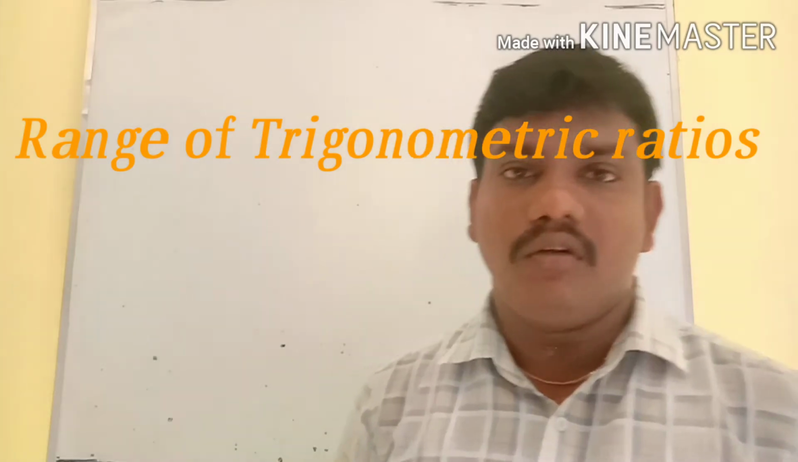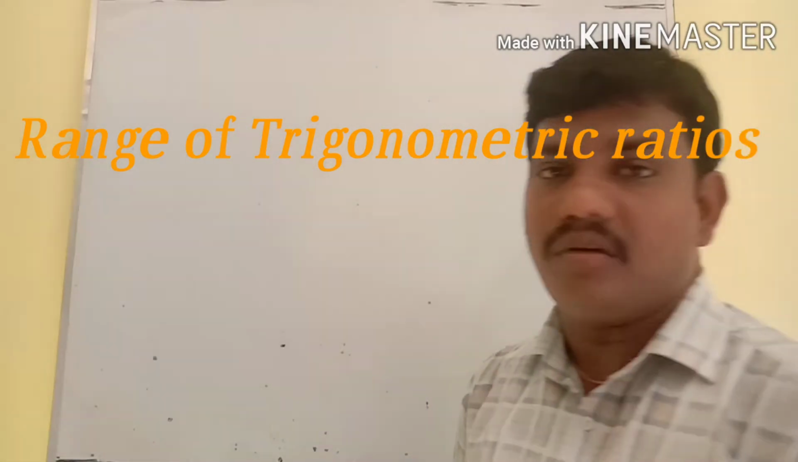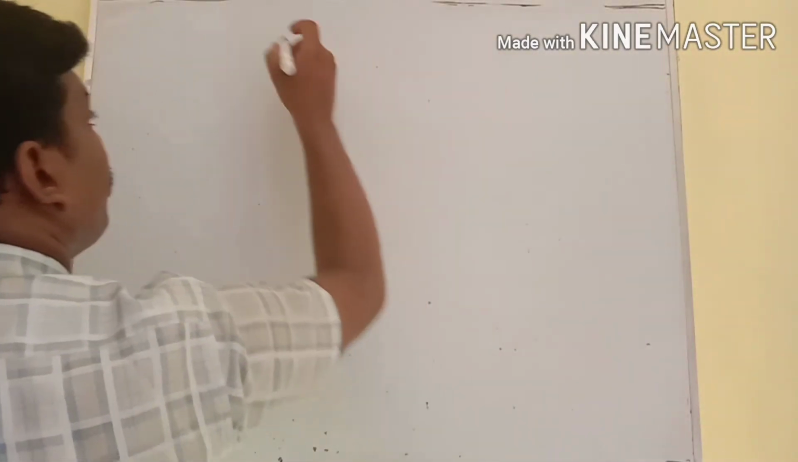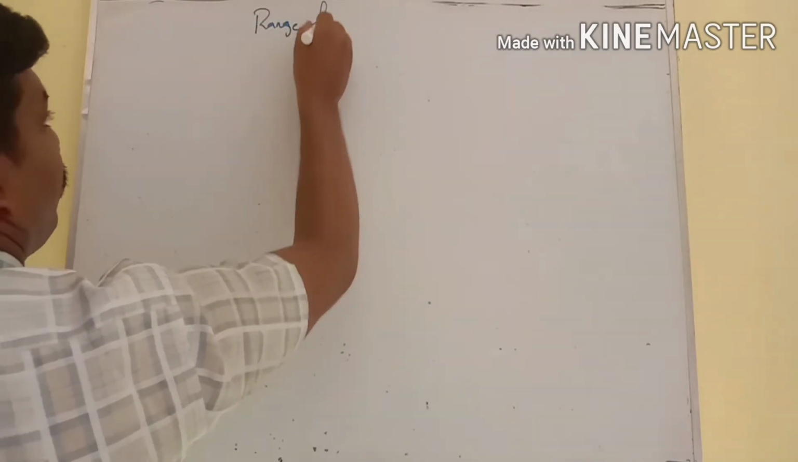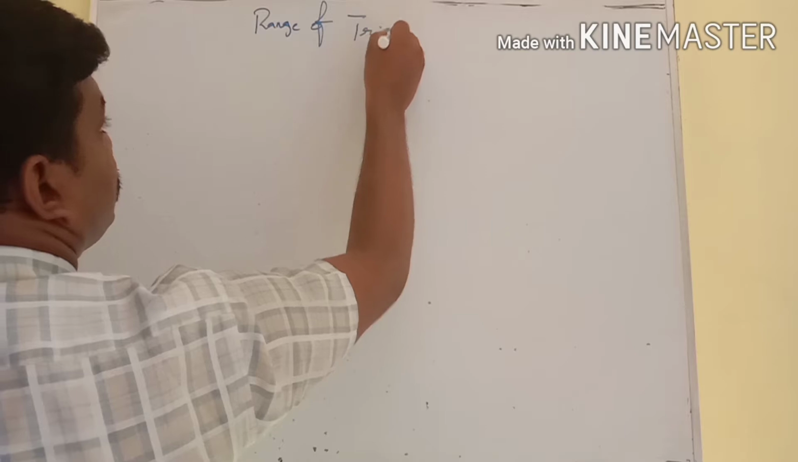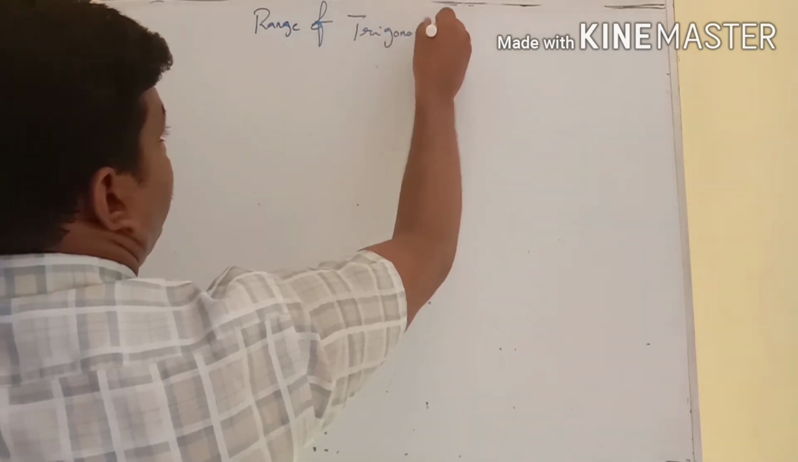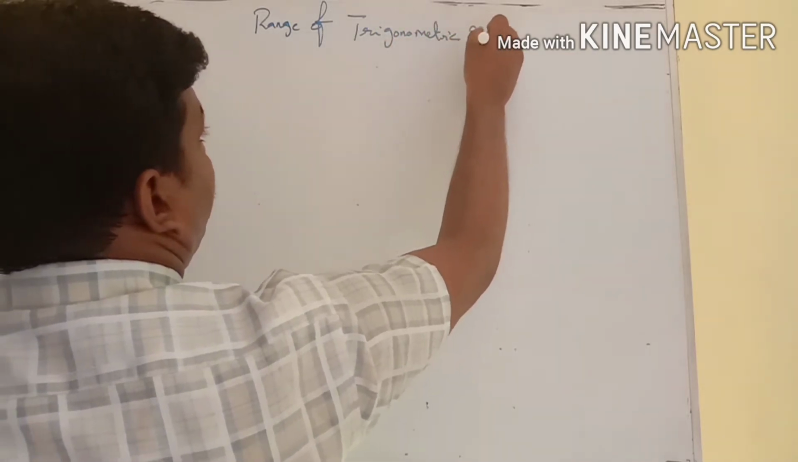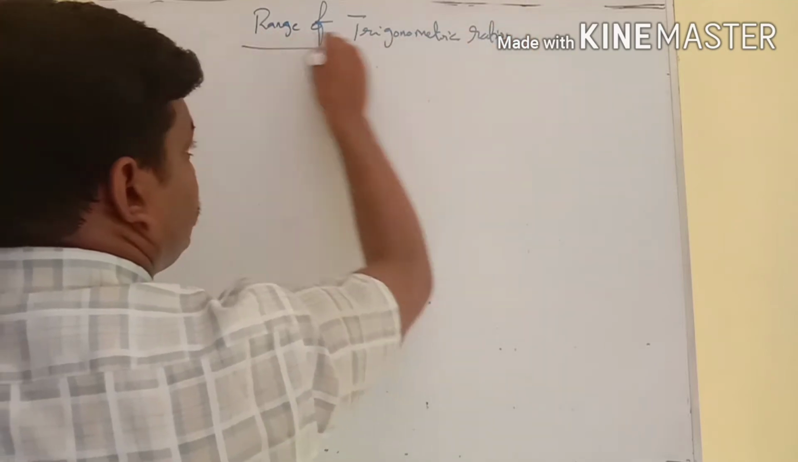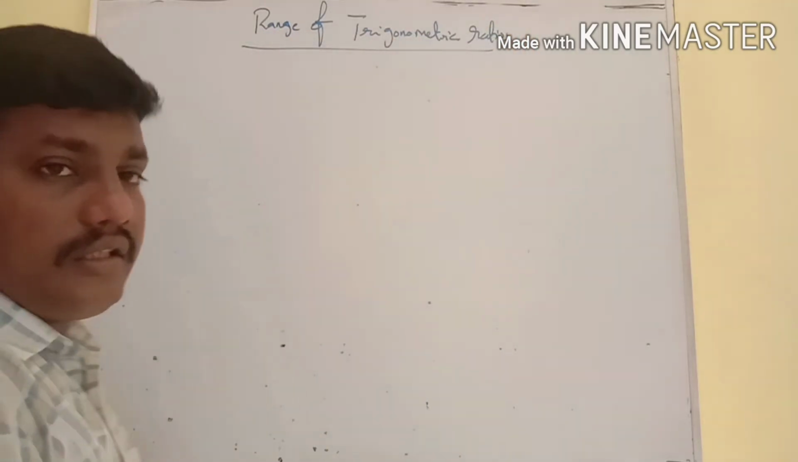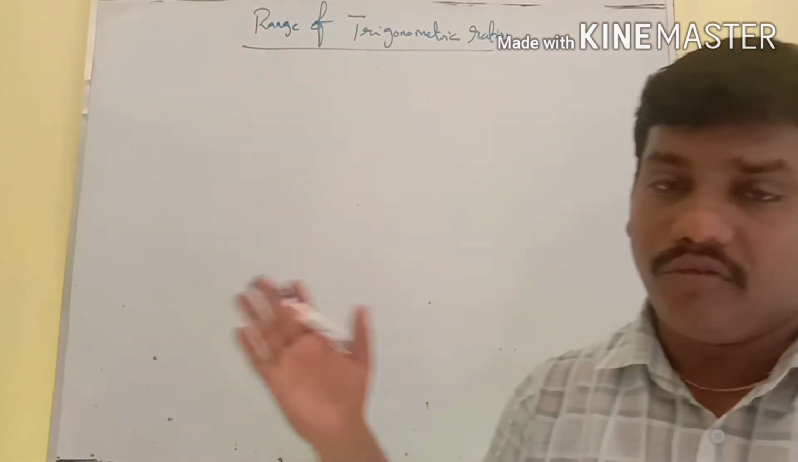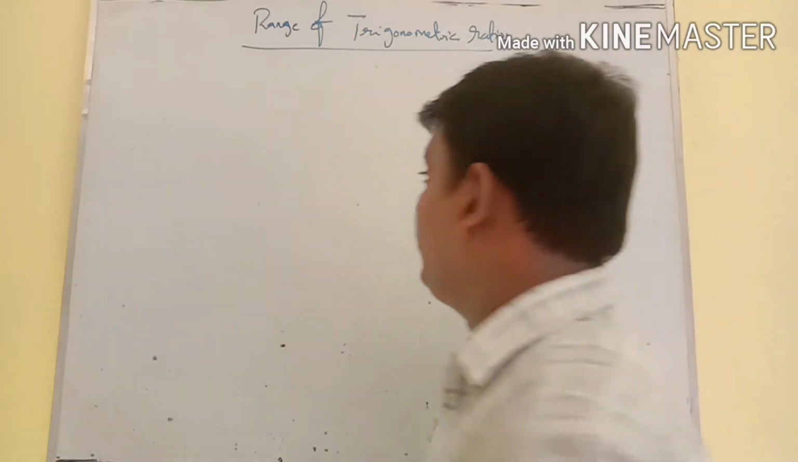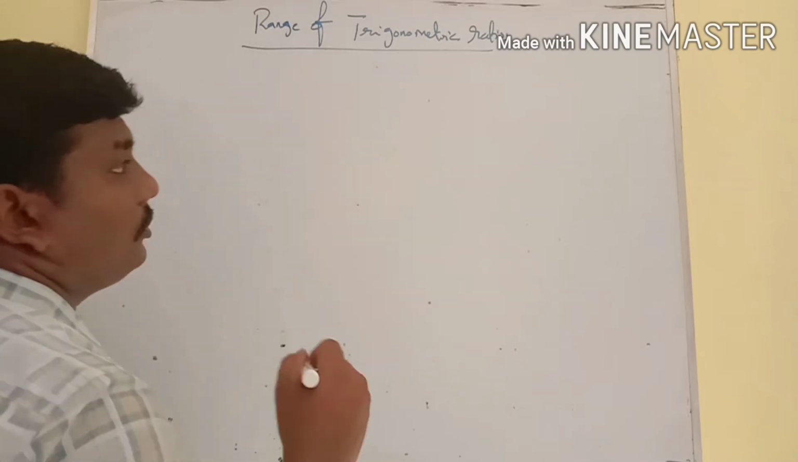Now we are going to observe the range of trigonometric ratios. So what is the range? We already know from the tabular form that sin 0 has value 0, sin 30 has value 1 by 2, sin 45 has value 1 by root 2, like that.